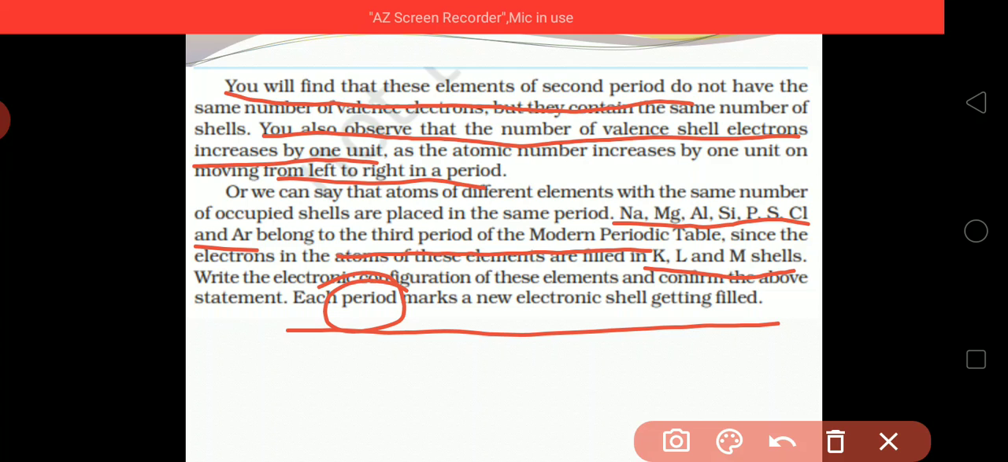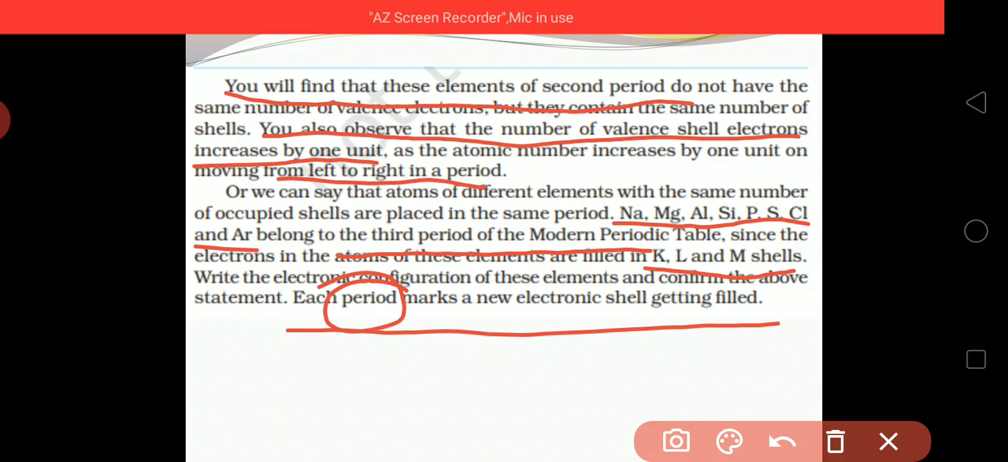Which we have already studied in the 9th standard also: the K shell, L shell, M shell and N shell. The maximum number of electrons in the K shell is 2. The maximum number of electrons in the L shell is 8. The maximum number of electrons that can be filled in the M shell is 18.